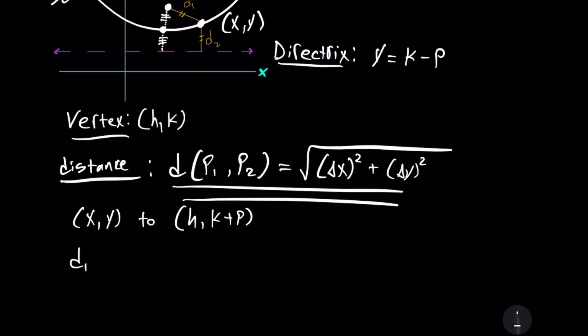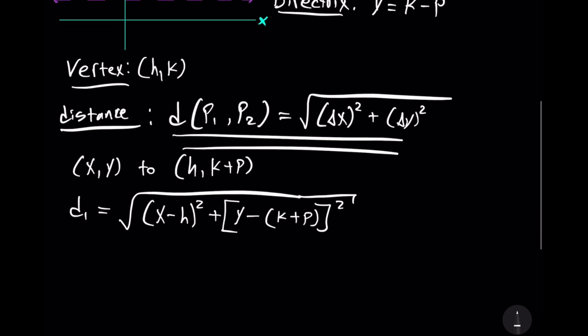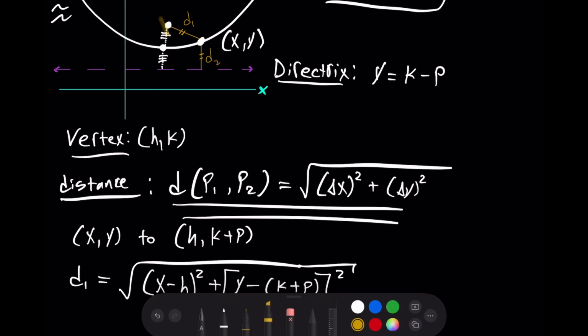So d sub 1 is equal to the square root of (x minus h) quantity squared, plus, let's put some brackets there, we want to be very careful with our minus signs, so plus [y minus (k plus p)] squared. So that's d sub 1. So we're moving from our focus to our arbitrary point on the parabola.